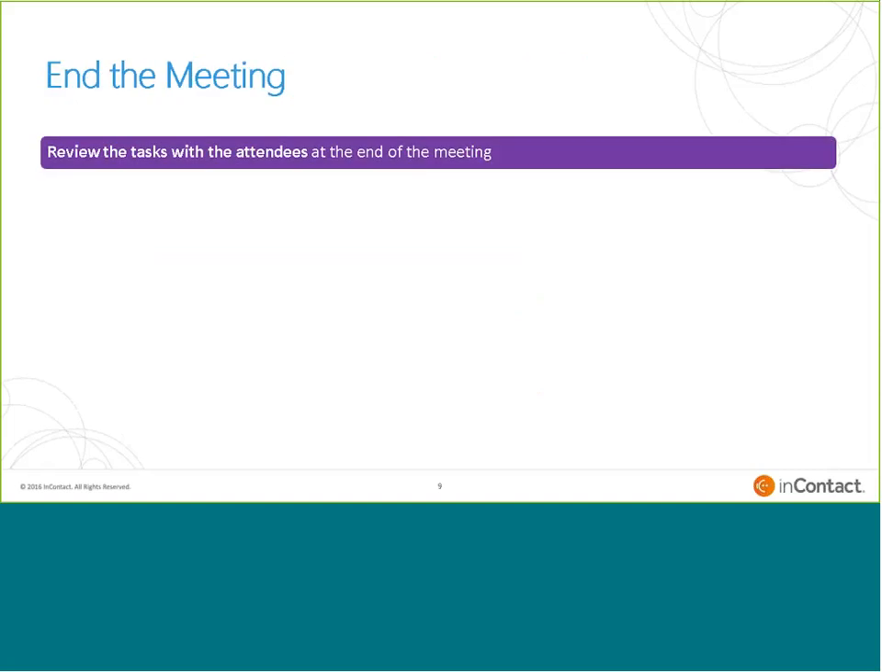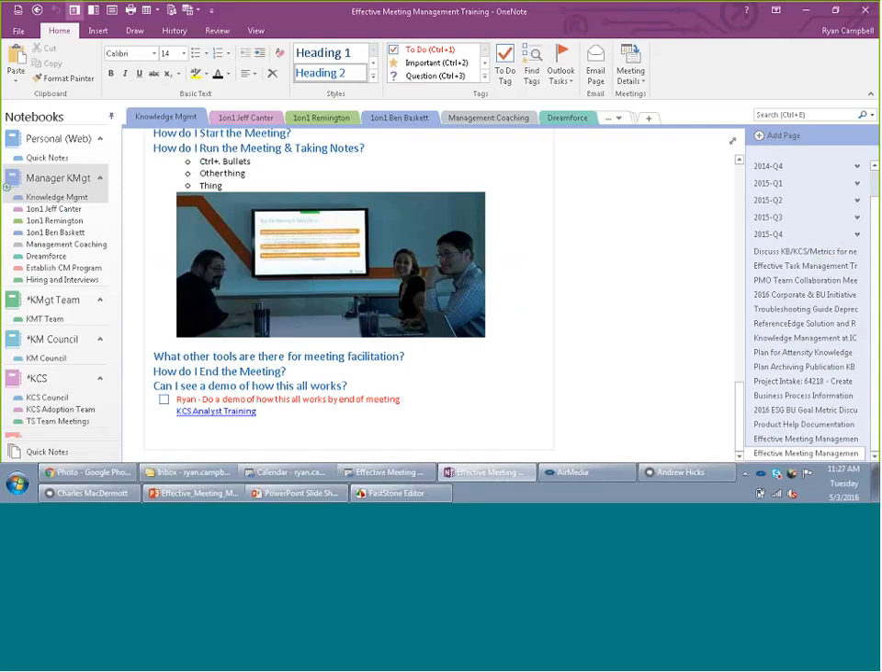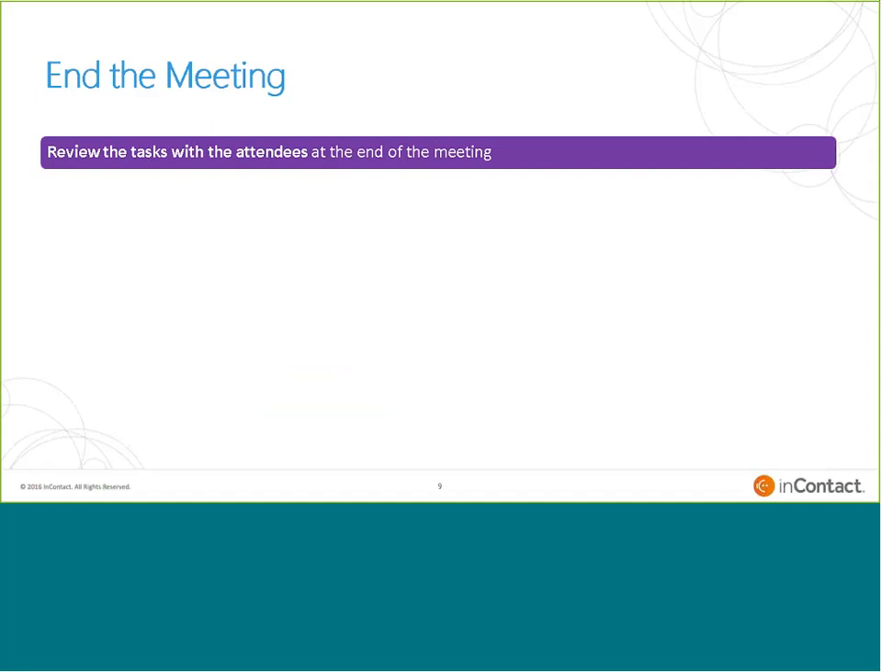Ending the meeting. Review the tasks with the attendees at the end of the meeting. So at the end of a meeting, we would go through and say, okay, Ryan's going to do the demo of how this all works by the end of the meeting. Ben's going to do the KCS analyst training or whatever, and you just kind of go through. Everybody needs to be aware of what they need to do when they leave this room at the end of the meeting. So make sure everyone is clear.